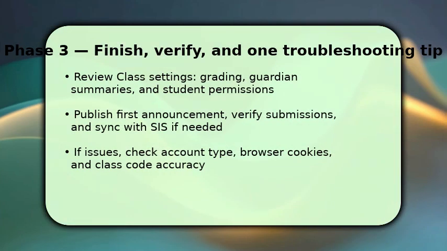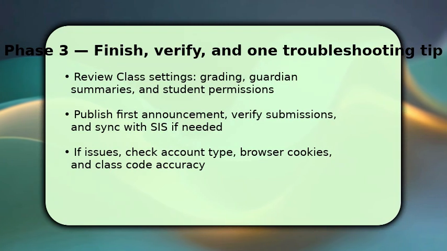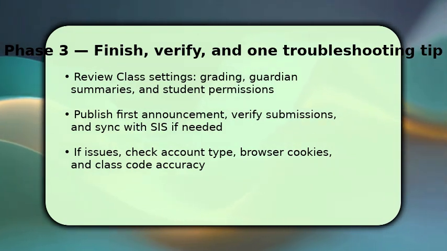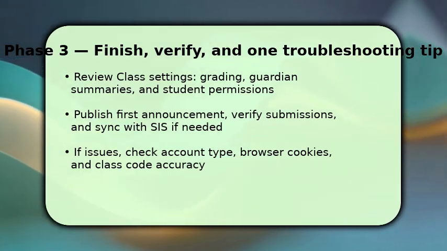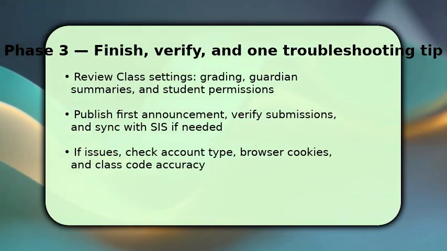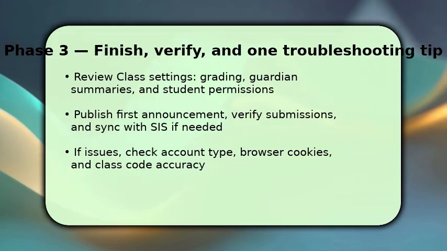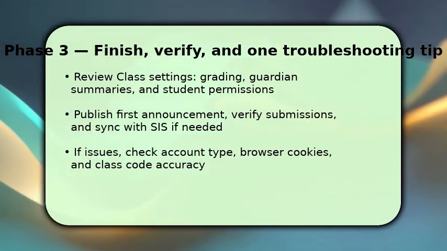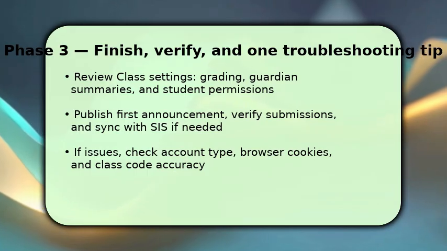Finish by checking settings. Choose grading categories, enable Guardian summaries, and set student posting permissions so class behavior is controlled. Publish your first announcement and assign a test assignment to confirm students can submit. Verify submissions in the Grades tab. If you sync with an SIS, run a trial sync and confirm roster accuracy.